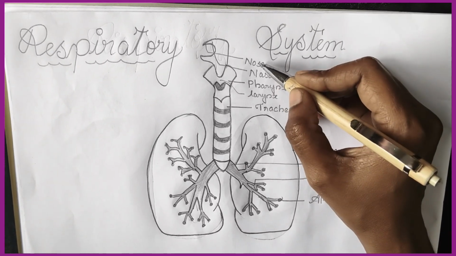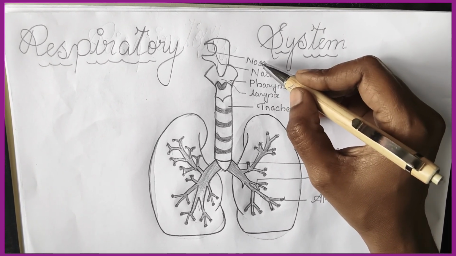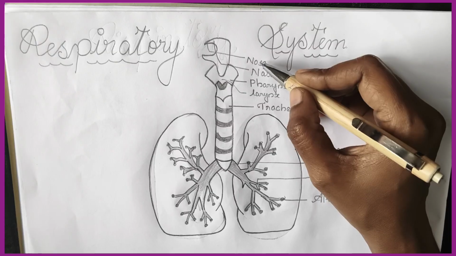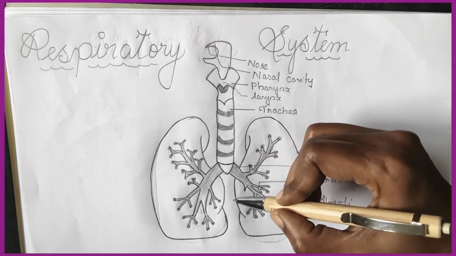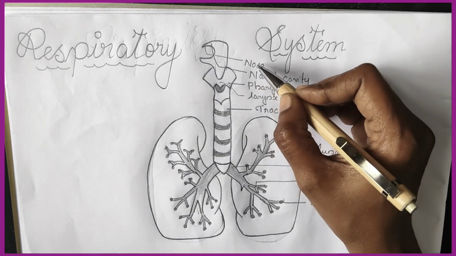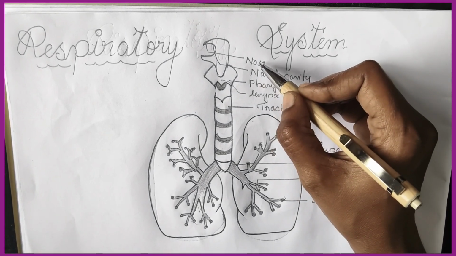First of all, the nose. Nose is the part which is used to intake oxygen. As we know, during respiration, we take in oxygen and carbon dioxide is released out. So, the nose is the part which is used to intake oxygen.